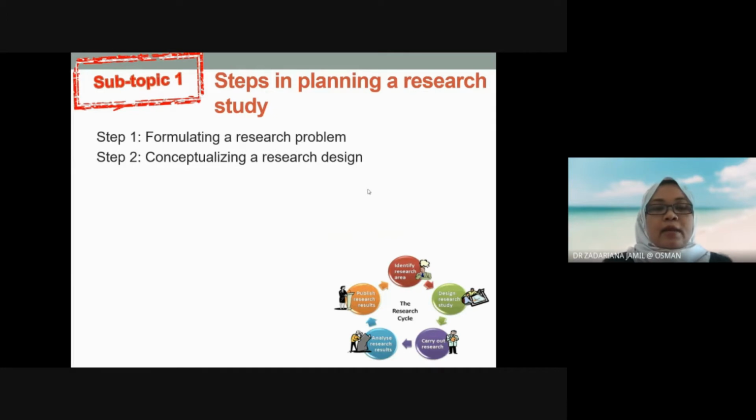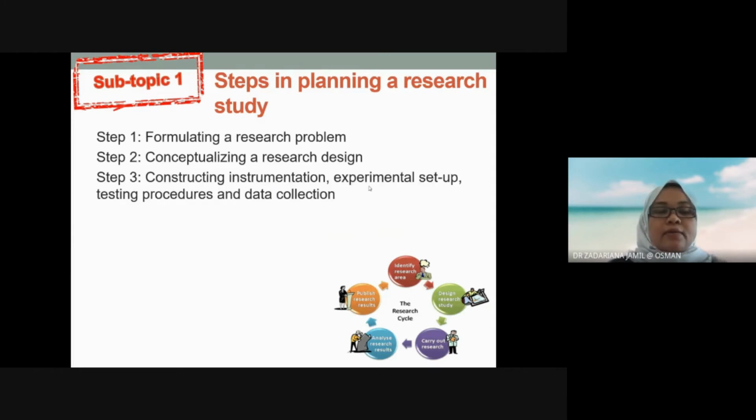And then after that, you need to conceptualize a research design. So you need to identify the research design that you want to do. Is it using quantitative or qualitative and so on? And then after that, you also need to construct instrumentation, experimental setup, testing procedures, and data collection.